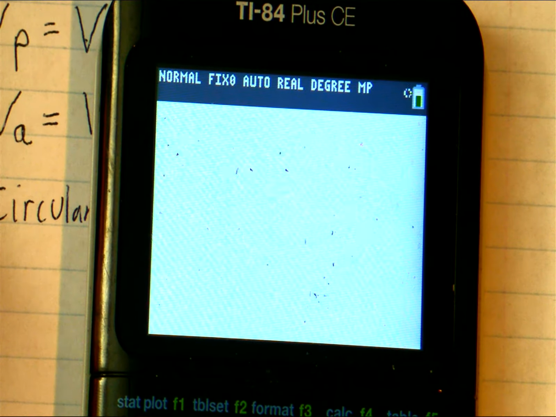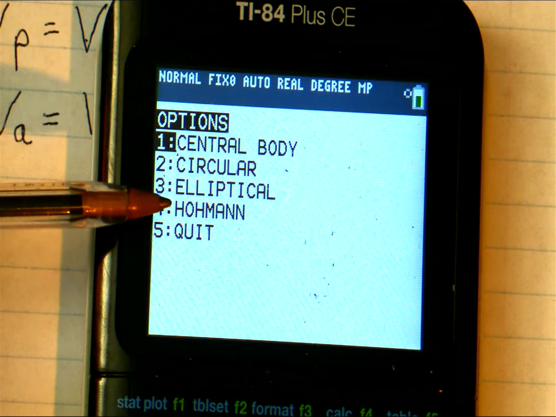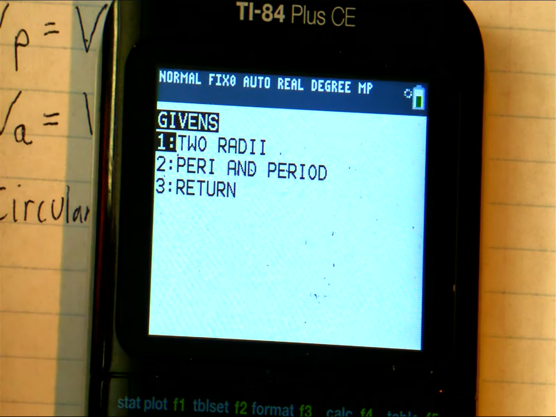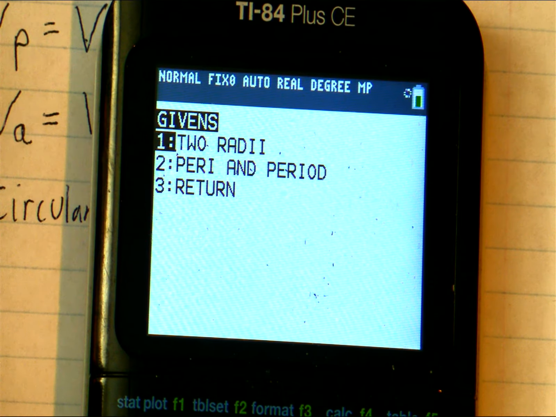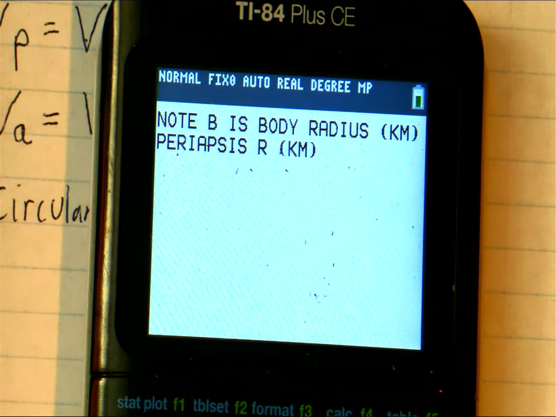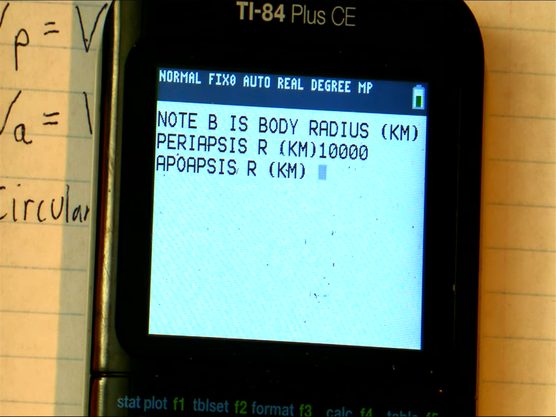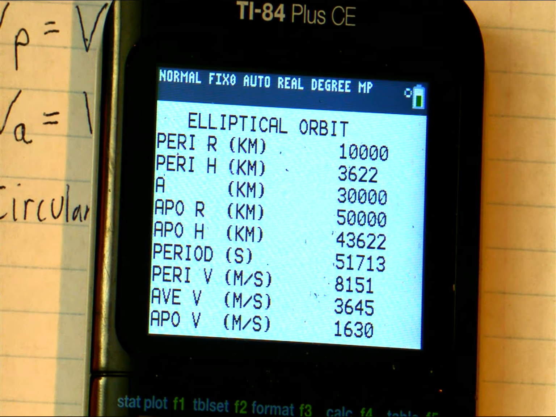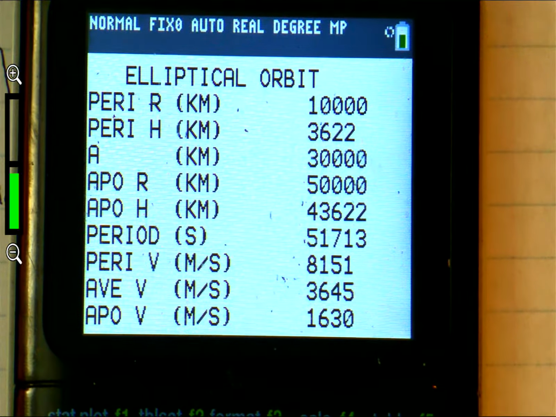So now, what about this elliptical orbit? And as you can see, there's more for you to learn after you learn about elliptical orbits. So this elliptical orbit, I'm going to put in the two radii. Its periapsis radius was 10,000 kilometers. Its apoapsis radius was 50,000 kilometers. So when you get done plugging it in, here's what you get.